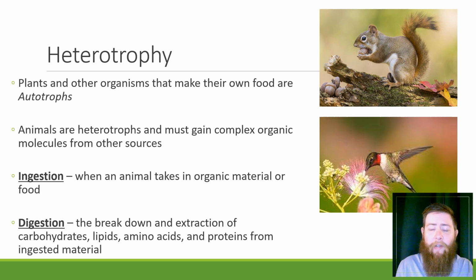Animals are heterotrophic. Remember that plants and other organisms that make their own food are what we call autotrophs. Animals are heterotrophs and must gain their complex organic molecules from other sources, as this squirrel is eating this acorn, or this hummingbird is getting that nectar. Both of those are organic sources. They do this usually through ingestion, where they take in organic material inside of the body, and then digestion, where they use stomach acid and other tools to break down and extract the sugars, fats, amino acids, and proteins from ingested material.